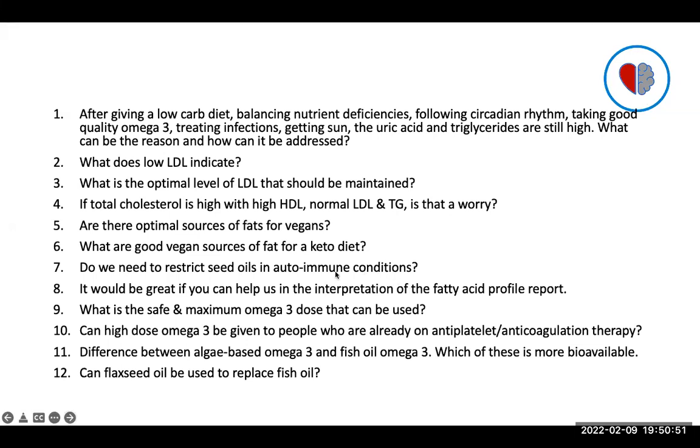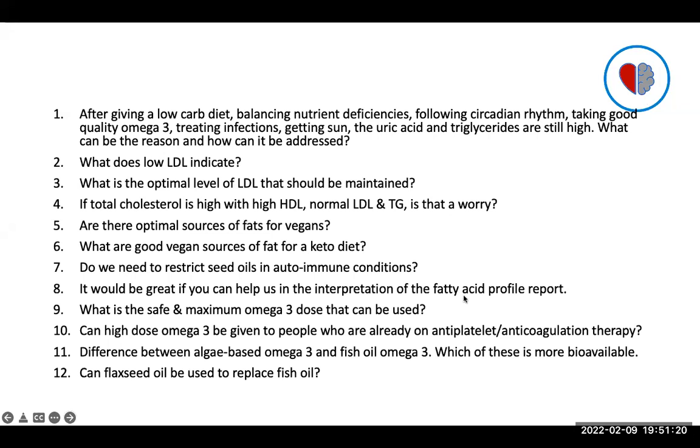Seed oils in autoimmune conditions: yes, many of the seed oils can be very inflammatory, but again, it depends on the processing. So some of the traditional oils as well. For example, mustard oil in India, I think it's called the Kachchi Ghani mustard oil, which is minimally processed. That is very different from what comes in Tetra Paks. A lot of the problem with these oils is in the processing, and sometimes you don't know what the processing is.